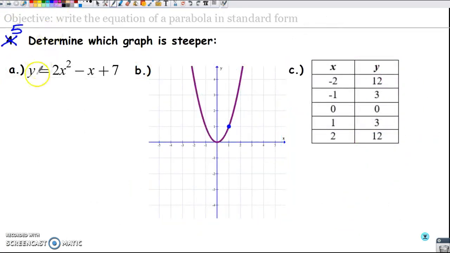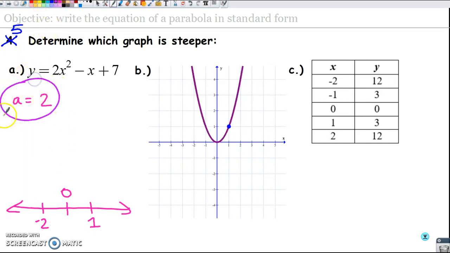Let's go through and look at this one. What's the a value in letter A? Well, in this case, it's easy to see. It's 2. So right away, if I'm doing my comparison, here's 0, here's +1, here's -1. Letter A, I'm going to say right here, letter A is that +2. So far, it's a candidate for being the steepest one.